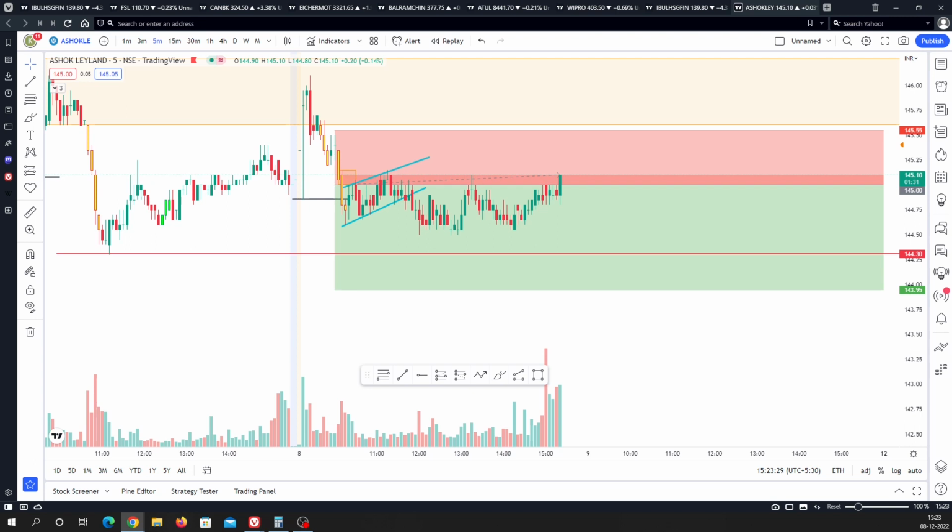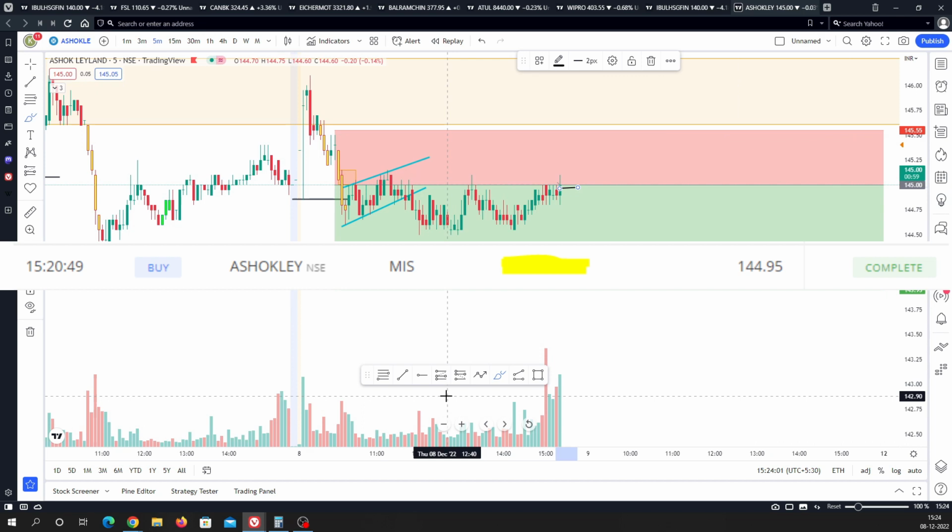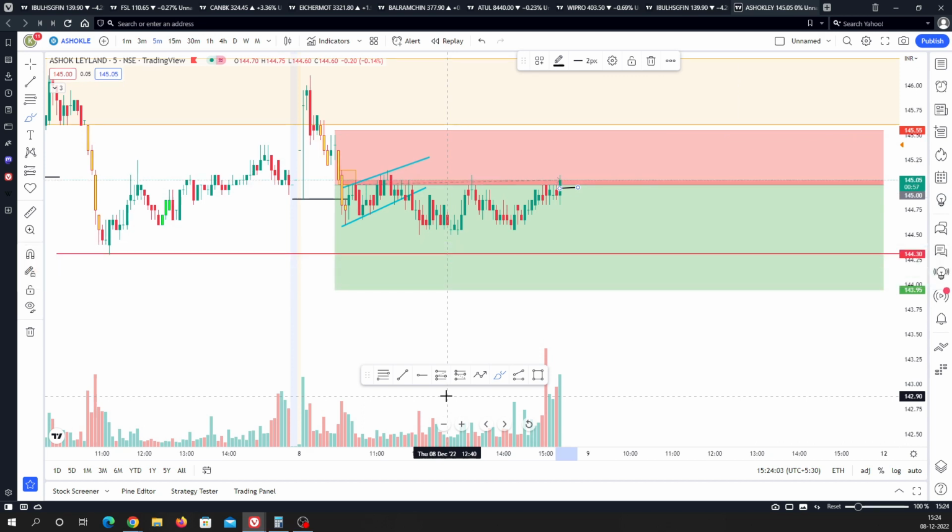So guys, our order has been fulfilled automatically at 3:20. If you have been in intraday trades for a while, you know that orders will be executed automatically at around 3:20 p.m. So the price was executed at 144.95. It's just 0.05 rupees in profit. You might even consider it a break-even trade.